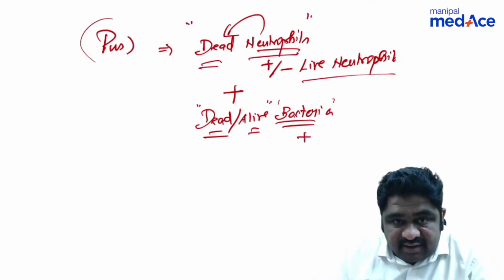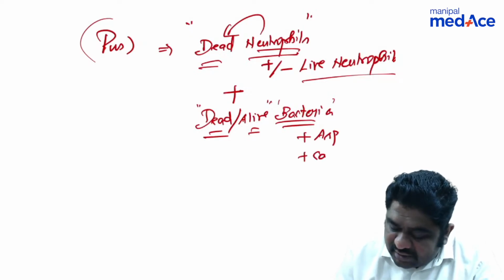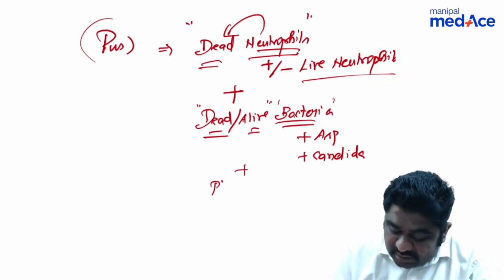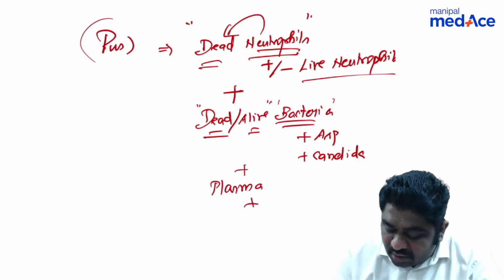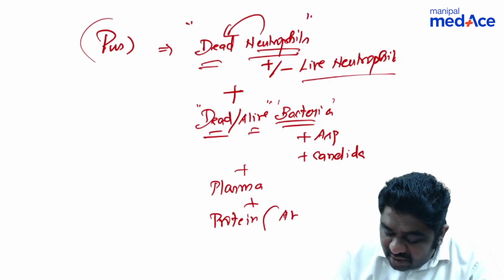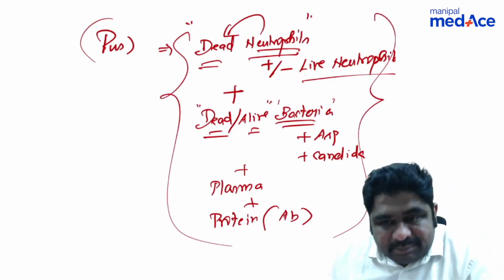Along with that bacteria, you have to take two more organisms, Aspergillus and Candida, which are fungi, plus the plasma component, plus the protein components. Here the proteins are most probably antibodies. Now all these put together is referred to as pus.